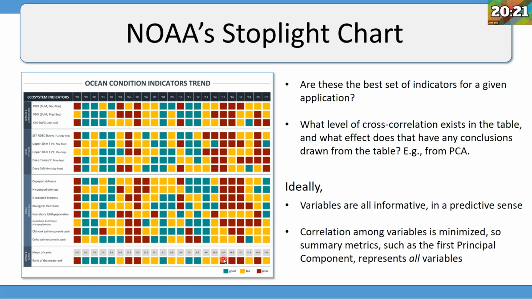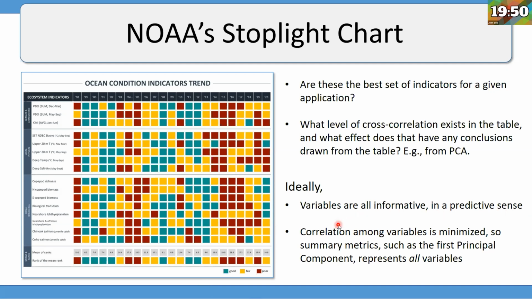In an ideal situation, the variables that are included in a chart like this are all informative. You certainly don't want things like, as Laurie mentioned, the temperature in Paris, France. You want things that are important or highly correlated with salmon in some way. And I'll go into this later, but you want things that are correlated in a predictive sense. It's an important point later in the talk.